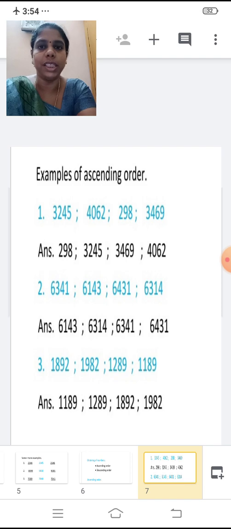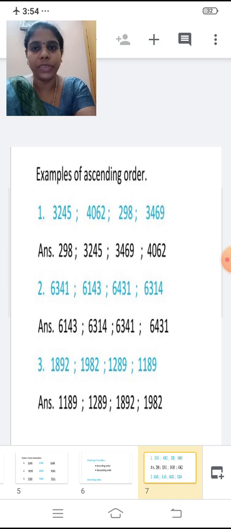So now compare the hundreds place. In the first number we have 8. 8 is big. Second number 9. Third number 2. Fourth number 1. So 1 is smaller, right? So I am writing the last number first. 1189. Then in the hundreds place, which is smaller? 2, right? So 1289. Then 1892. Then 1982. So you're all clear with the ascending order, right?